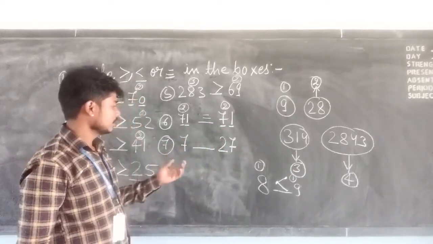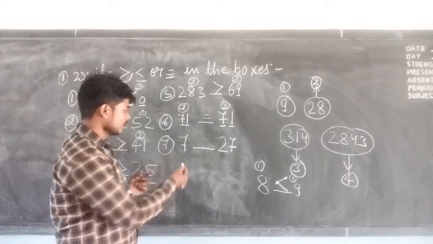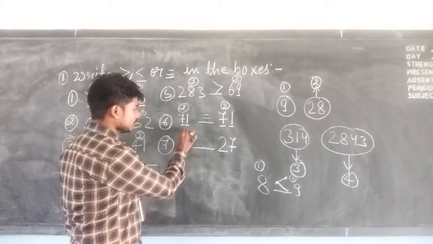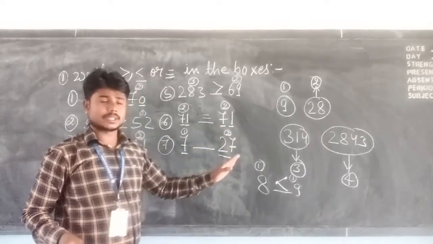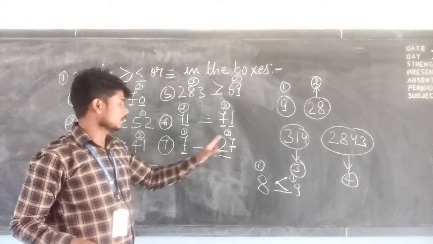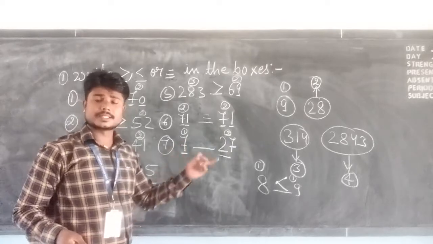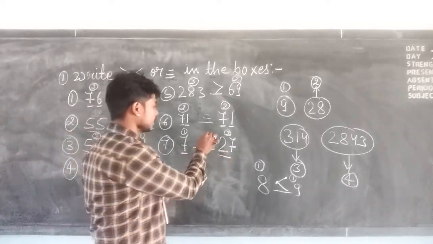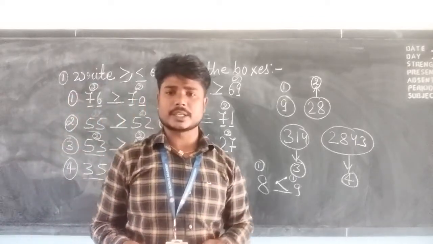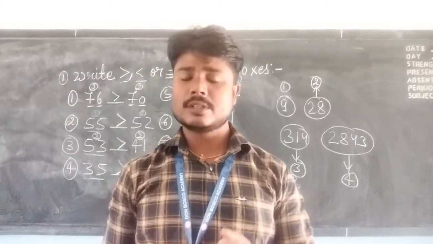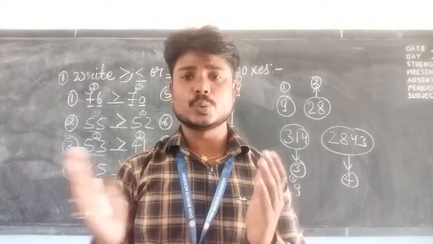Now next question, last question. This is a single digit number, and this is a double digit number. Always keep in mind, a double digit number, two digit number, is always greater than a single digit number. So this 27 will be greater than 7. In this way we can compare the given two numbers.